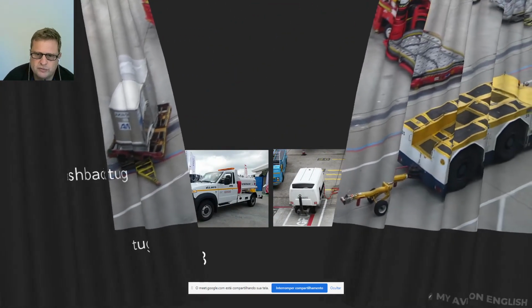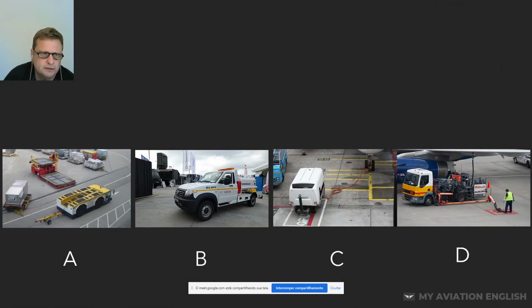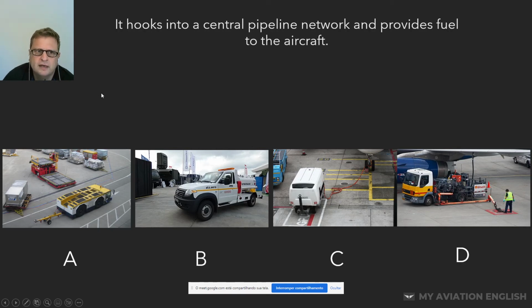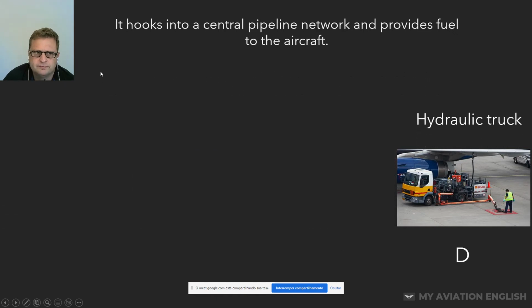So let's see if you can remember. I will play an audio phrase, and you will choose A, B, C, or D, and then say the name, okay? It hooks into a central pipeline network and provides fuel to the aircraft. The hydraulic tug. Letter D. All right, great. It hooks into a central pipeline network and provides fuel to the aircraft. You know what it means, it hooks?